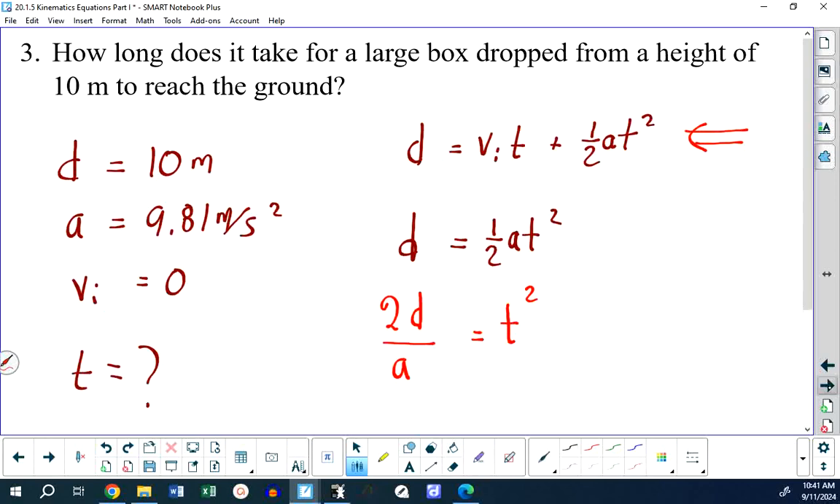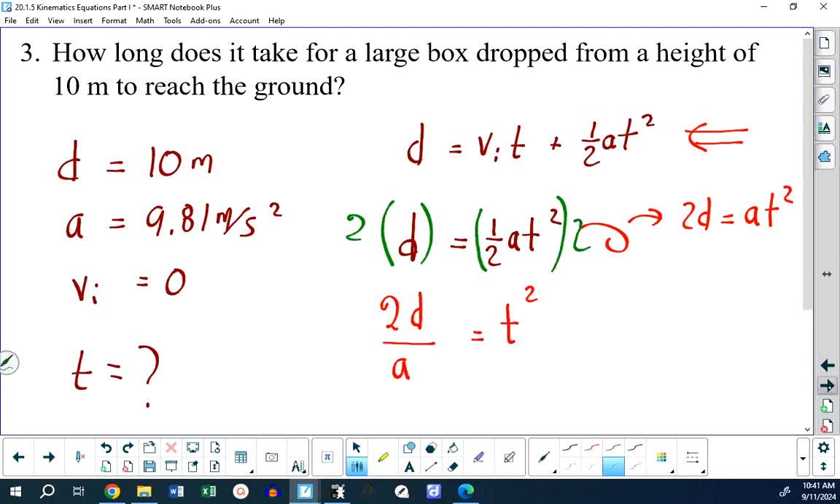So if you think about that, I get 2d equals at squared by multiplying both sides of this equation by 2. At this level, everybody, for goodness sake, you don't have to do this. You do not have to, nor do I think you want to show that. You're just multiplying both sides by 2. It's child's play.